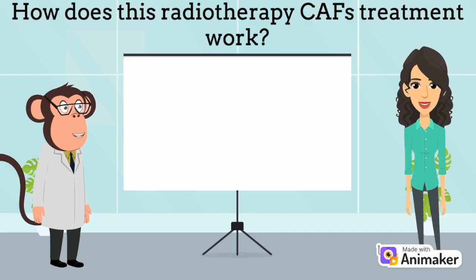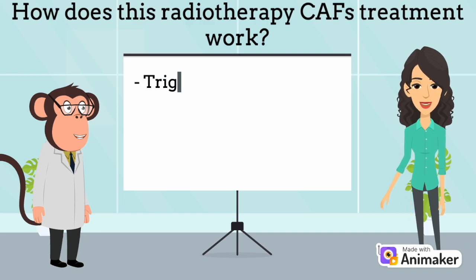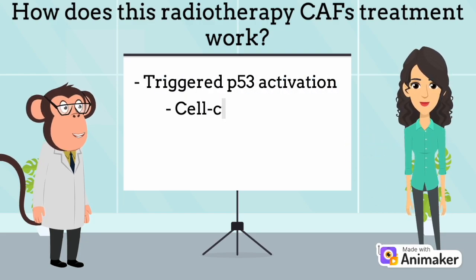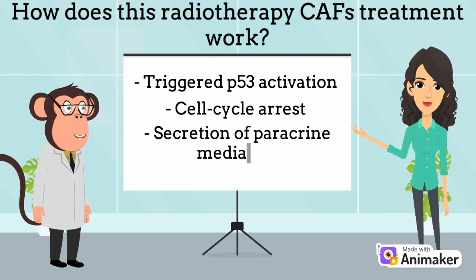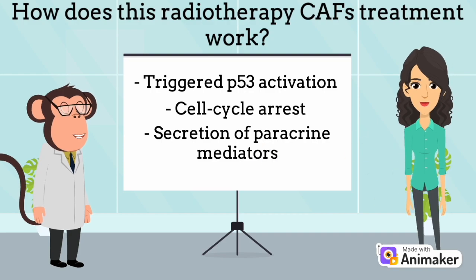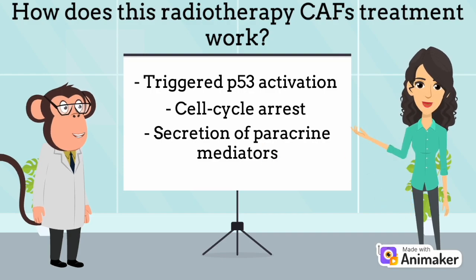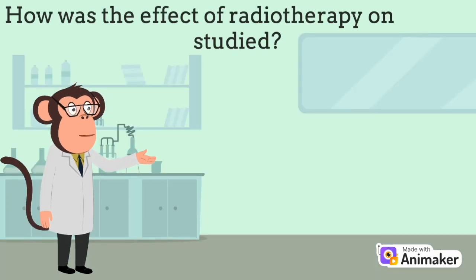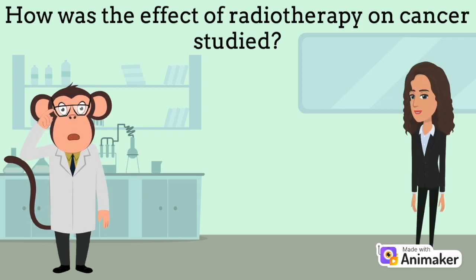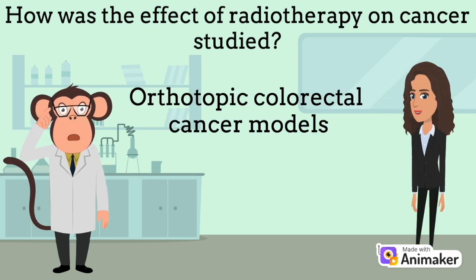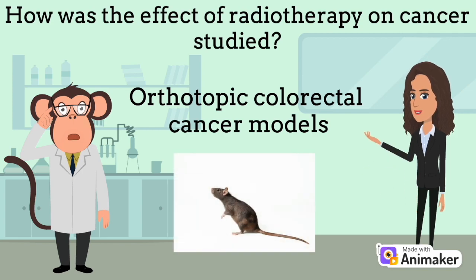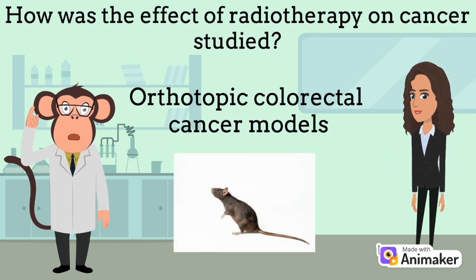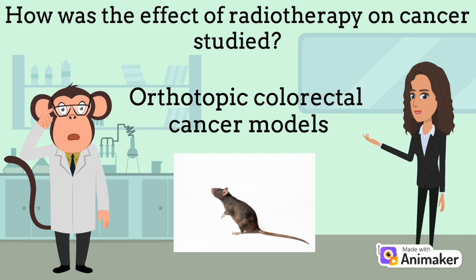In response to paracrine signals, radiotherapy-activated CAFs induce DNA damage via triggered p53 activation, cell cycle arrest, and the secretion of paracrine mediators, including insulin-like growth factor 1. Collectively, these factors promote the survival of colorectal cancer cells. So how was the effect of radiotherapy on cancer studied? Scientists use orthotopic colorectal cancer models, which involve the use of mice to mimic human colorectal cancer development process. It enables the study of cancer growth, invasion of the tumor, and liver metastasis.